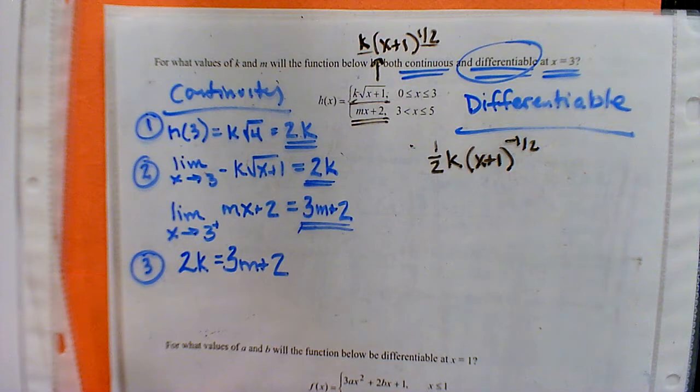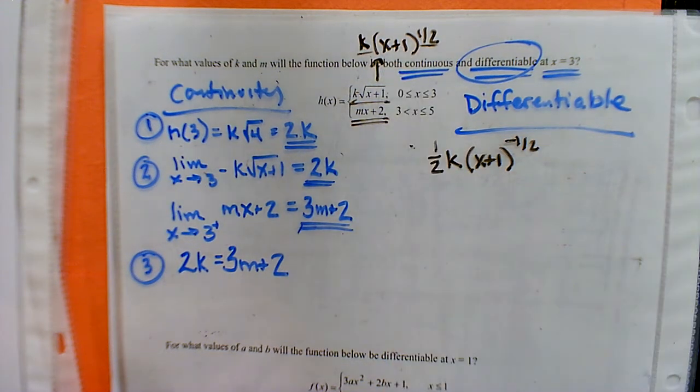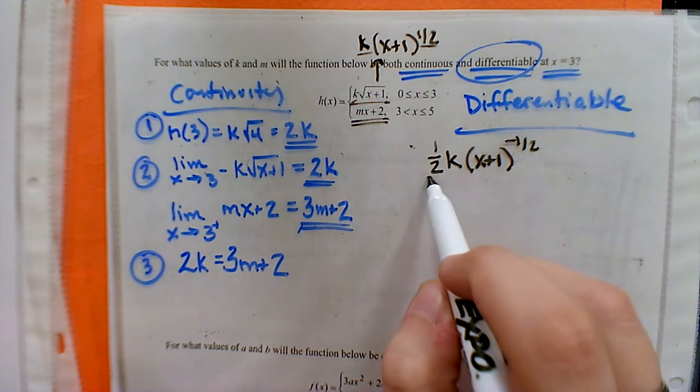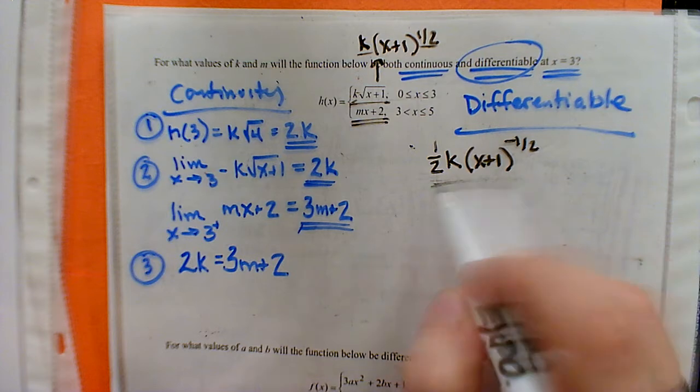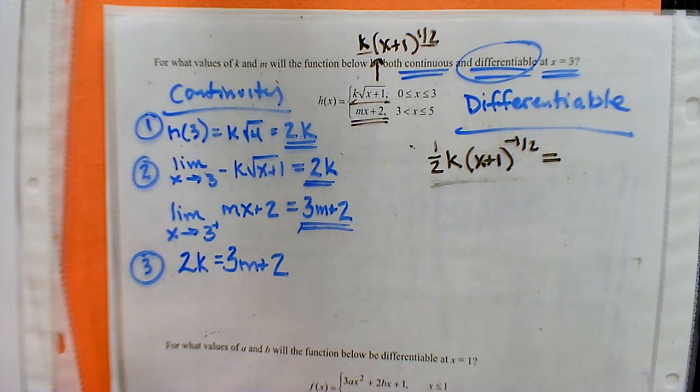Then we have to multiply by the derivative of the next layer. So what's the derivative of the x plus 1 inside part? Just 1. So if you're multiplying by 1, it doesn't really change anything. So this is representing the slope from the left. We need that to equal the slope from the right.